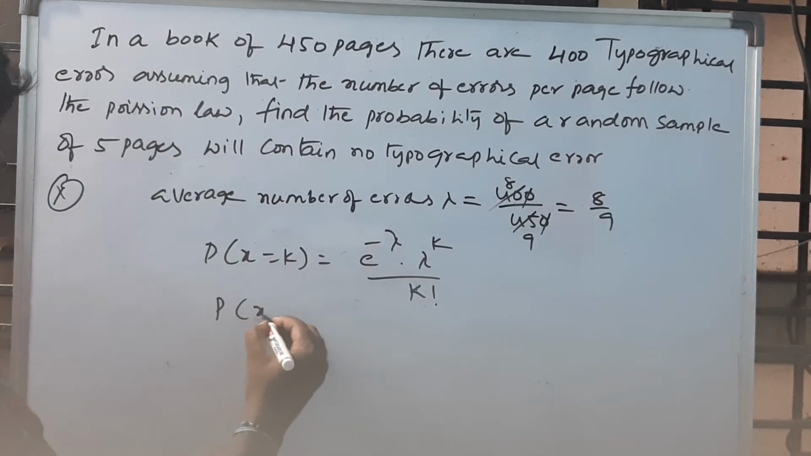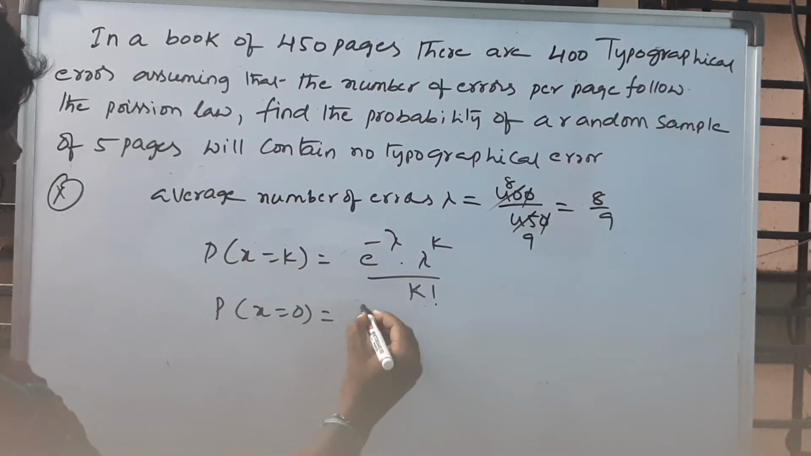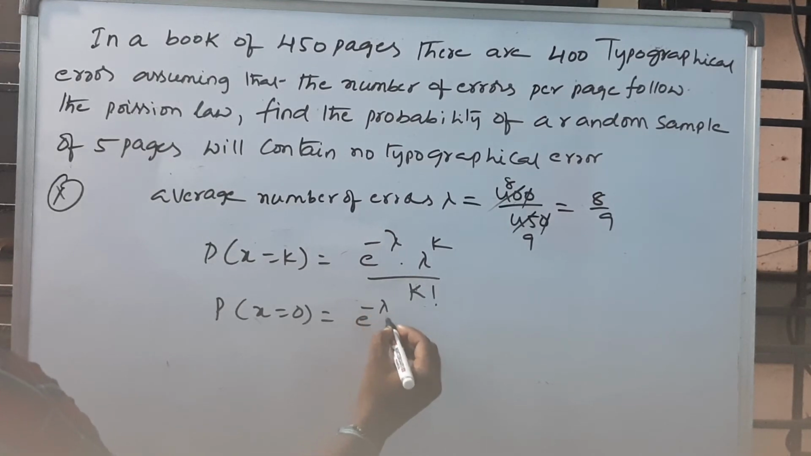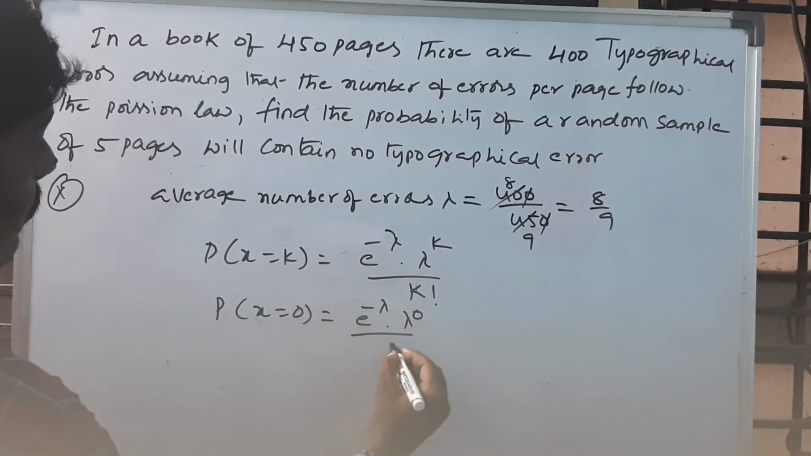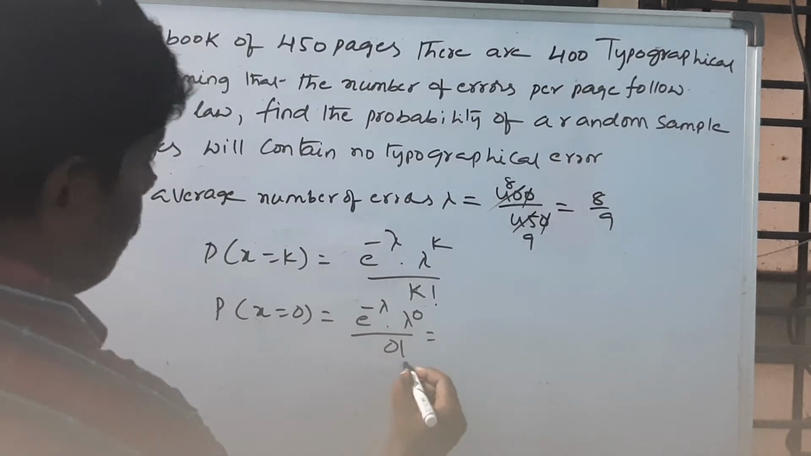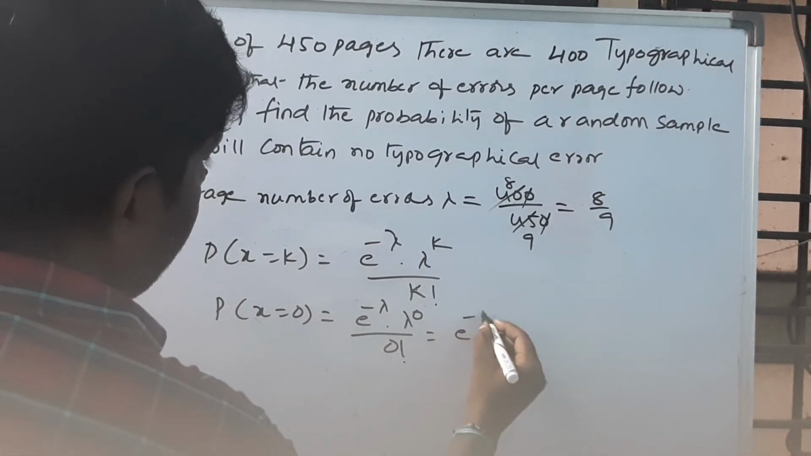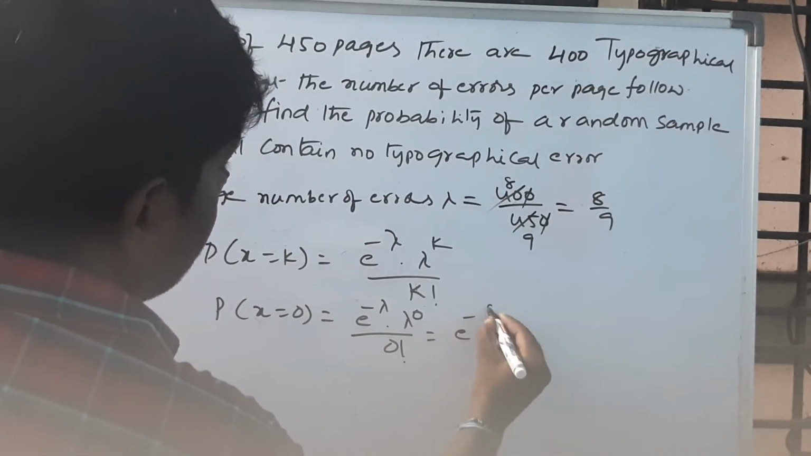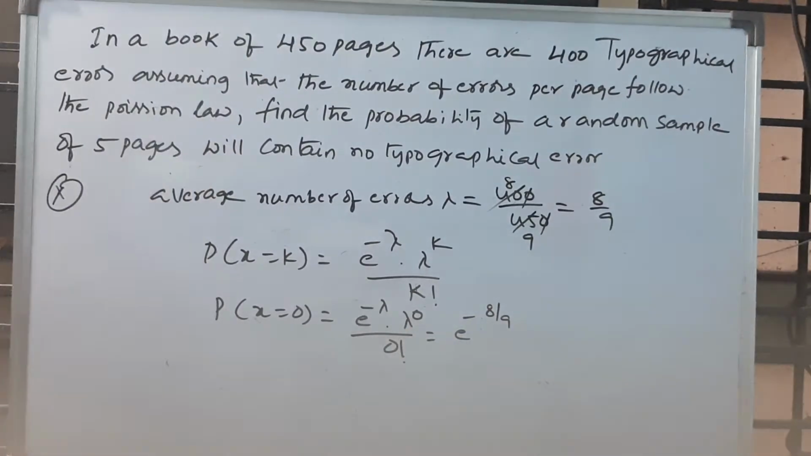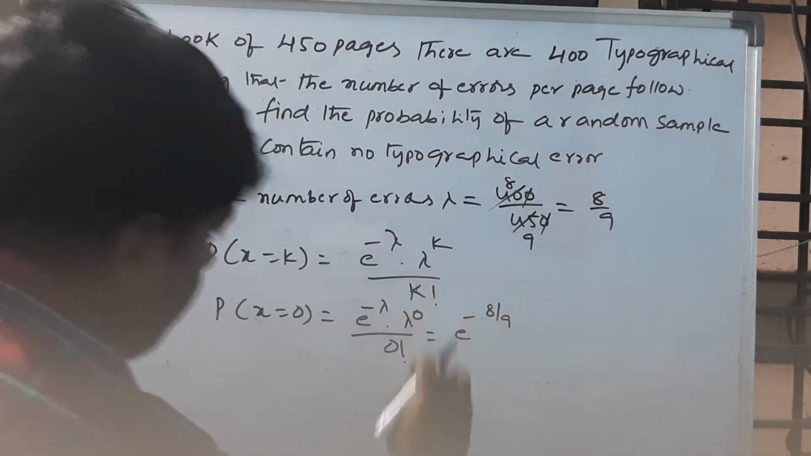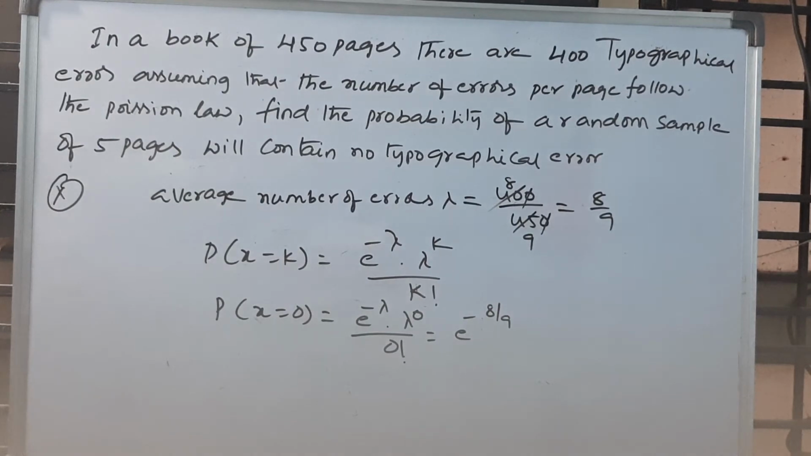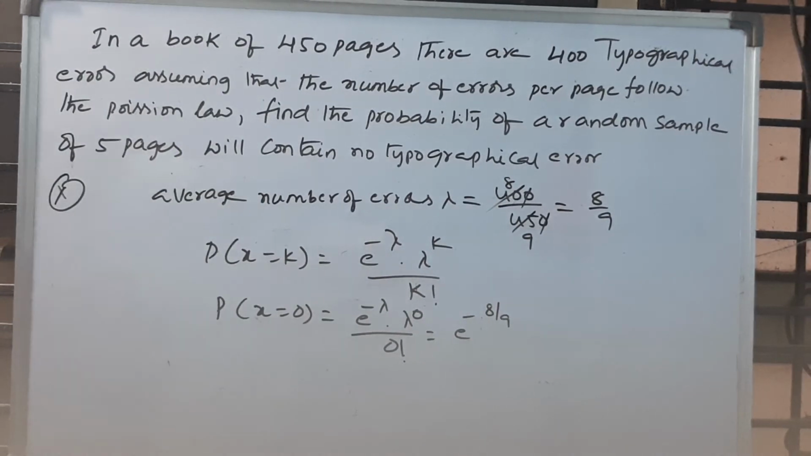P of x is equal to 0. e power minus lambda into lambda power 0 by 0 factorial is equals to e power minus 8 by 9. Lambda power 0 is 1, 0 factorial also 1. That means here we find out how much is the probability with no errors. So the required probability is that a random sample of 5 pages will contain no errors.